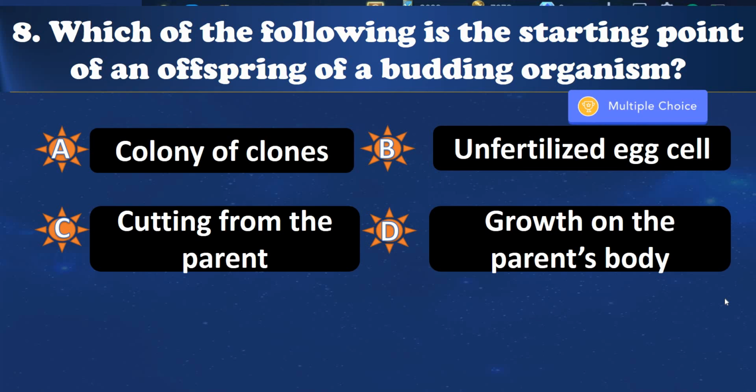Let's move on with number 8 question. Which of the following is the starting point of an offspring of a budding organism? A. Colony of clones, B. Unfertilized egg cell, C. Cutting from the parent, and D. Growth on the parent's body. Go. Time is up, and that was correct. It's letter D, growth on the parent's body.